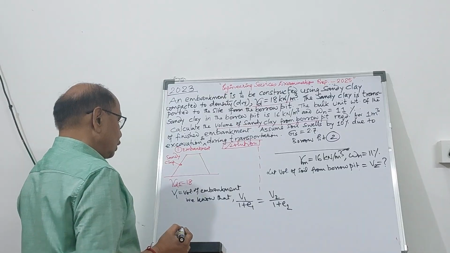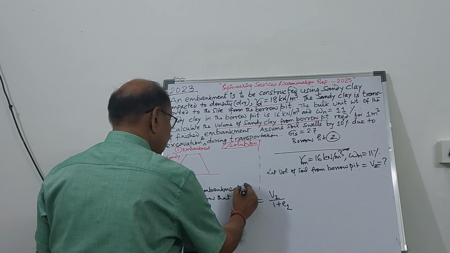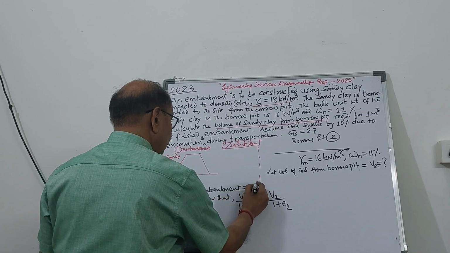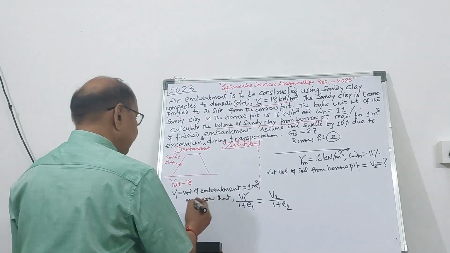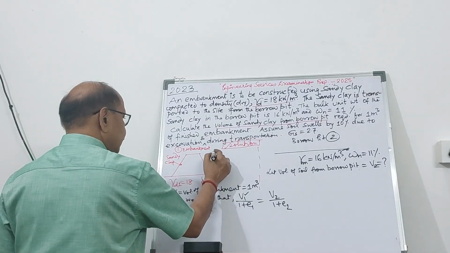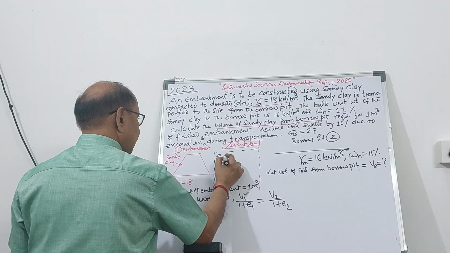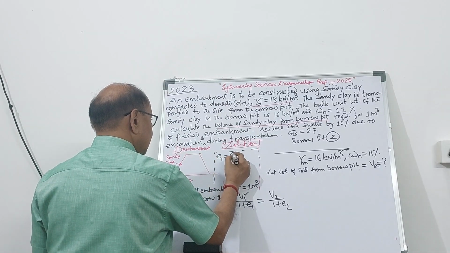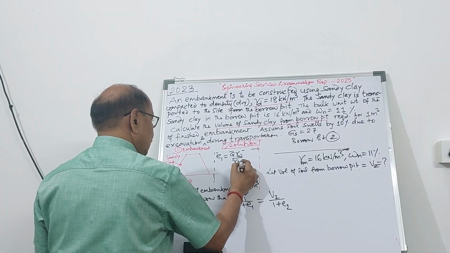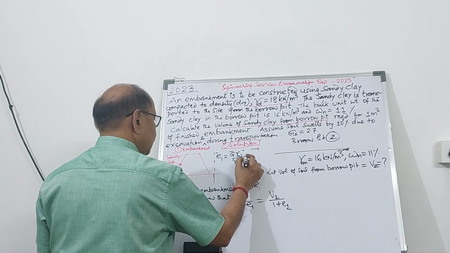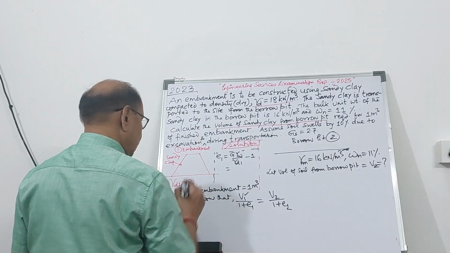So V1 is already given to us. It is 1 cubic meter. So this is known. And E1 can be easily calculated. Let us calculate. E1 equal to G gamma W upon gamma D1 minus 1. So calculate this.